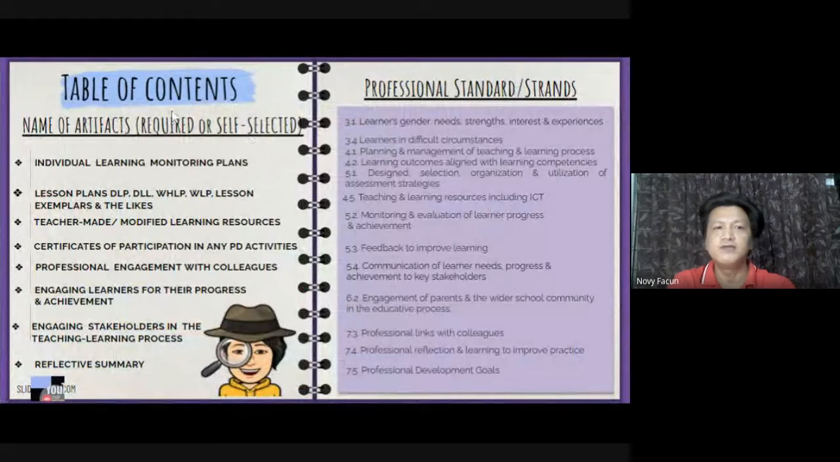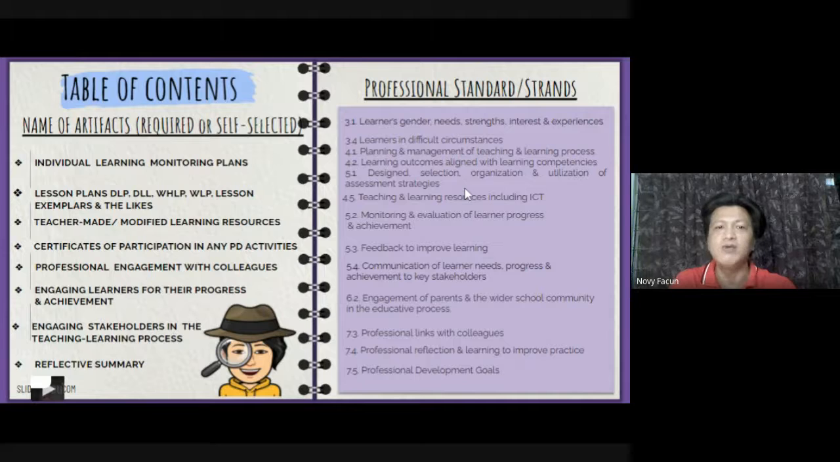So this is the table of contents. The names of the artifacts can be selected or required. So we have the individual learning monitoring plan, lesson plan, teacher-made learning resources, certificate of participation in any PD activities, professional engagement with colleagues, engaging learners for progress and achievement, engaging stakeholders in the teaching-learning process, and your reflective summary. And this is the corresponding professional standards.